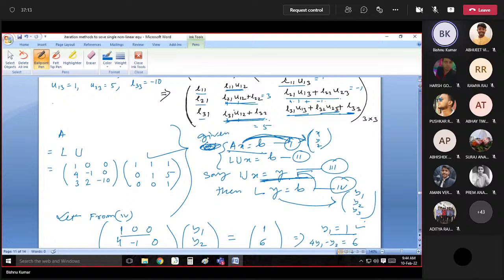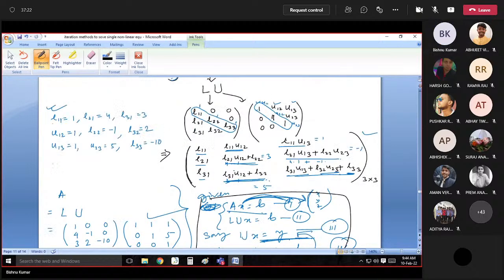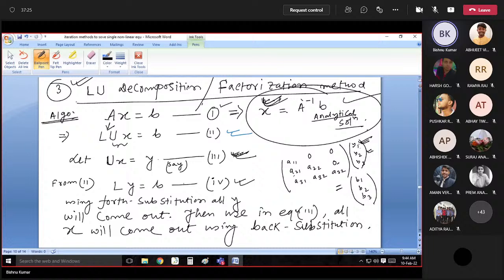Actually here, what is the arrangement I have done of equations? That is nothing but the algorithm I told you in the last class. That is the logic I have used to solve this problem. Main work: A you separated into L and U after that rearrangement. Then Ux you have considered y, that Ly equals b, y already calculated using forward substitution, all y will come out. Then use in equation 3, in equation 3 all x will come out. This is the matrix representation, using the back substitution method.